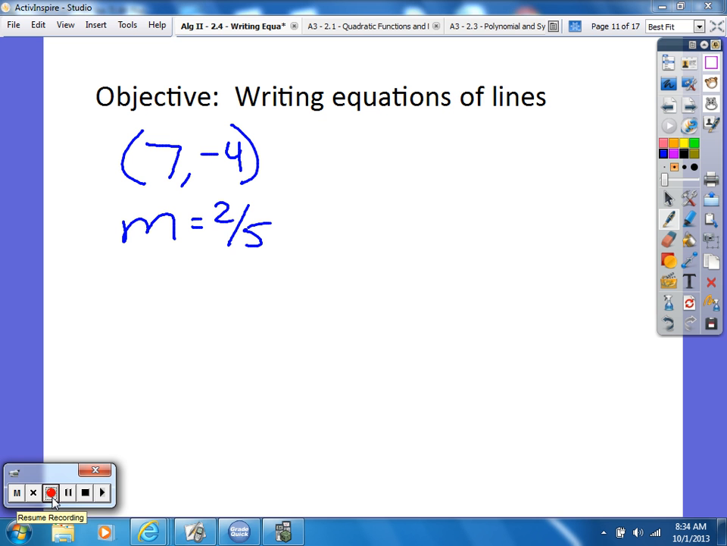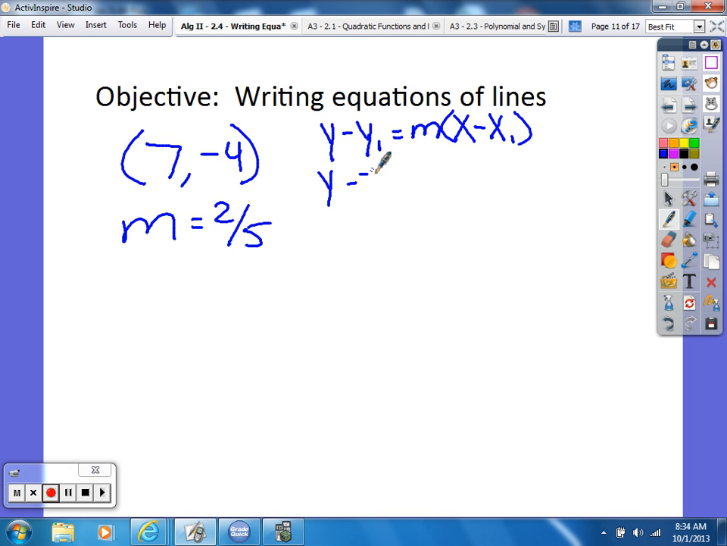So I'm going to start by writing down the form again. Y minus y1 equals m times x minus x1. And we're going to fill it in. Y minus negative 4 equals 2/5 times x minus 7. Oops, need my parentheses there, right? Okay, so now we need to distribute.